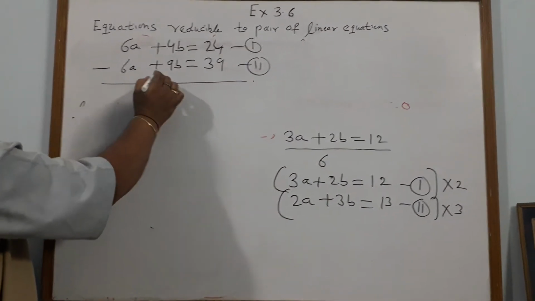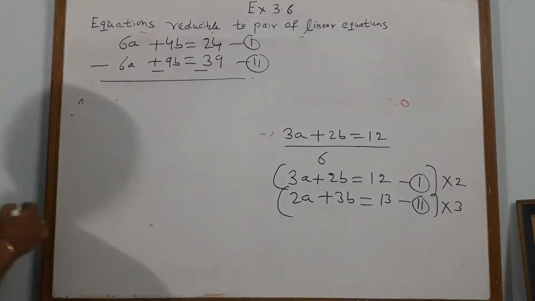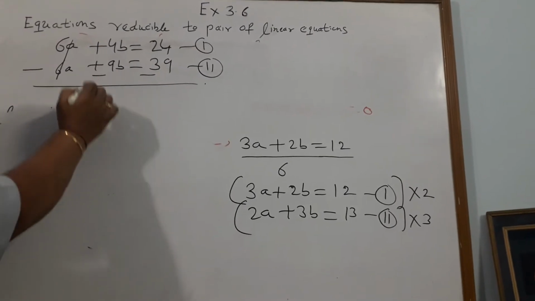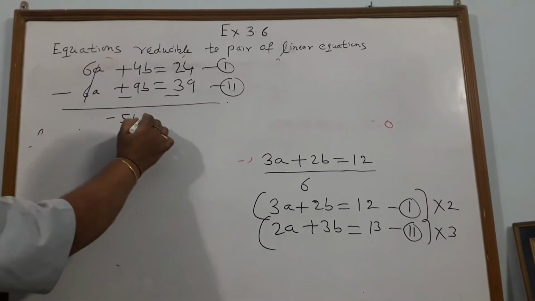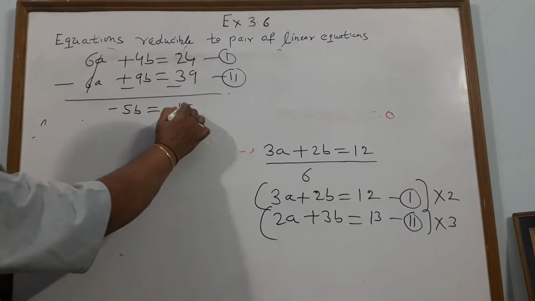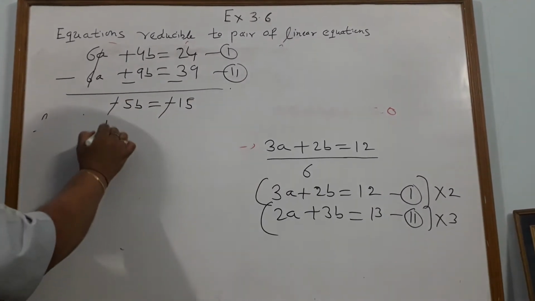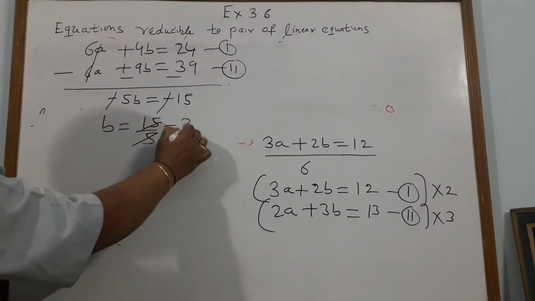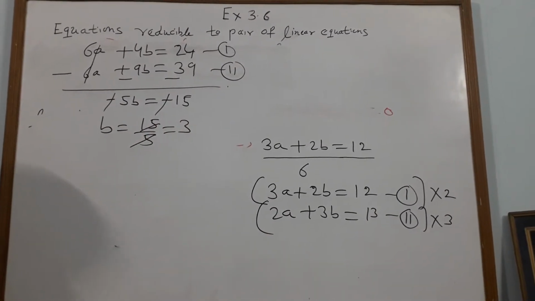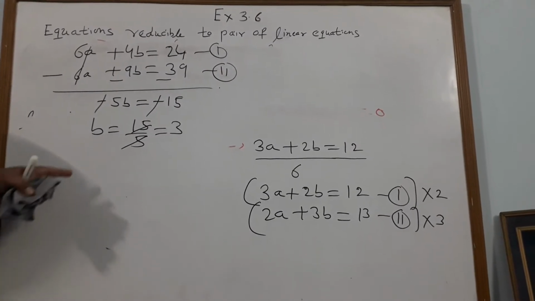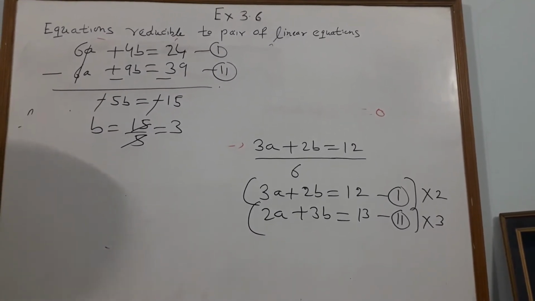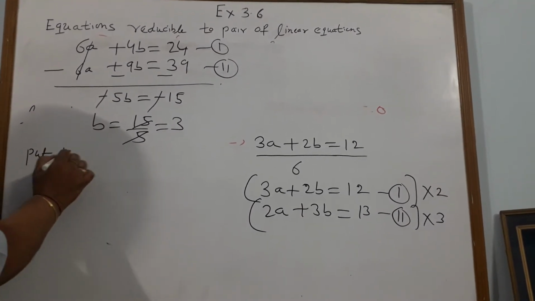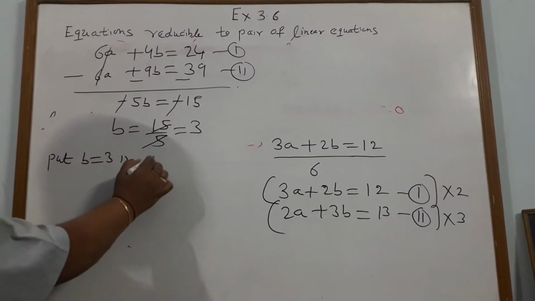This becomes minus, this becomes minus, this becomes minus. 6a gets cancelled. Minus 9b plus 4b is minus 5b. And this is minus 15. Minus minus gets cancelled. b is equal to how much? 15 over 5. So we get the value of b is equal to 3. Similarly, now we can put the value of b in any equation. Put b is equal to 3 in equation 1.